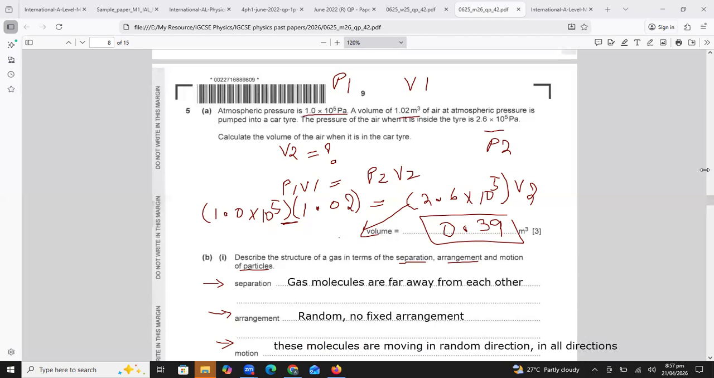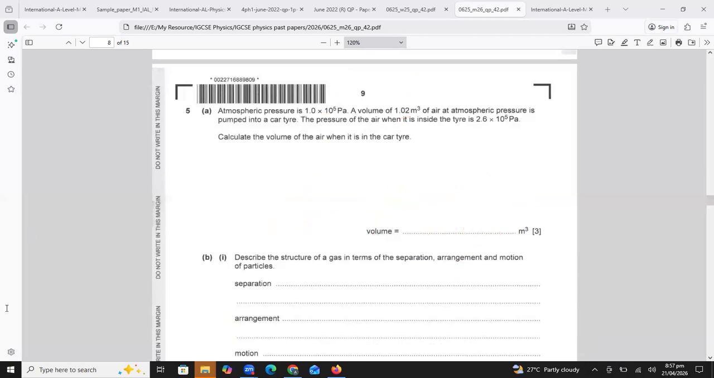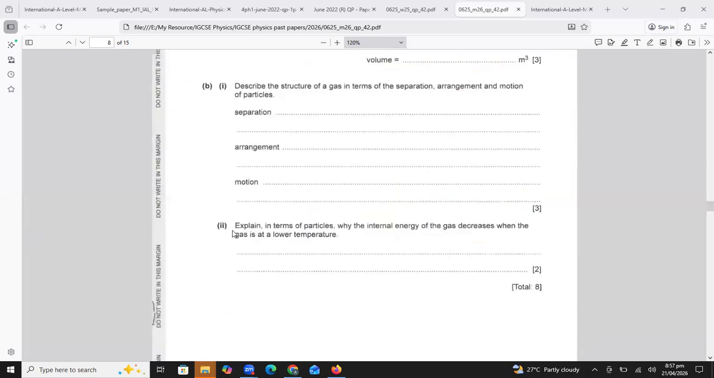Okay, now I'm going to clear the screen, and in the last part, what they are saying, Part 2, explain in terms of particles why the internal energy of the gas decreases when the gas is at lower temperature. So basically they are asking, when we are decreasing the temperature of the gas, why is the internal energy decreasing? So exactly, Naya, well done. Kinetic energy of particles decreases. So you can see this question has a weightage of 2 marks.